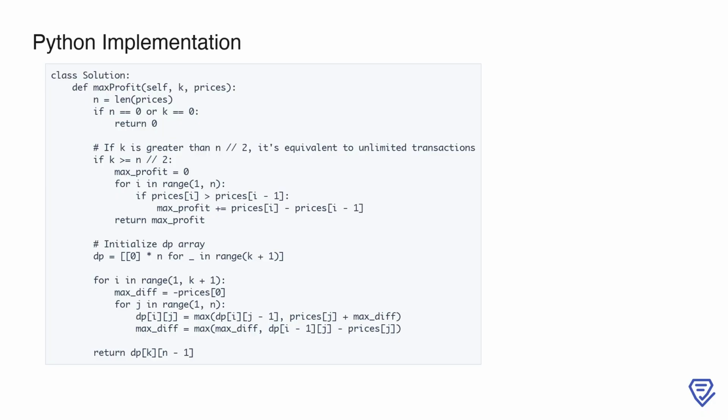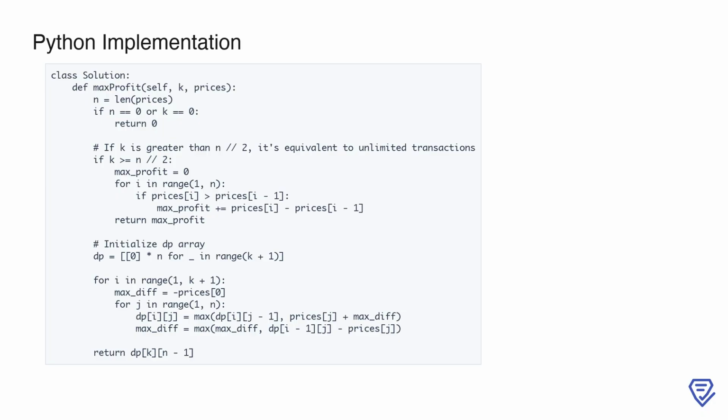The inner loop iterates over the days j from 1 to n-1. For each day, the code calculates the maximum profit by either: one, not selling on day j, taking the previous day's profit dp[i][j-1], or two, selling on day j, which adds the current price prices[j] to max_diff.